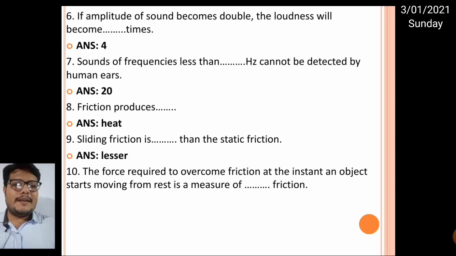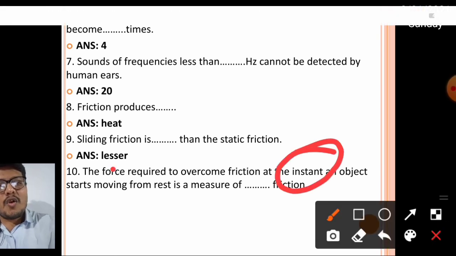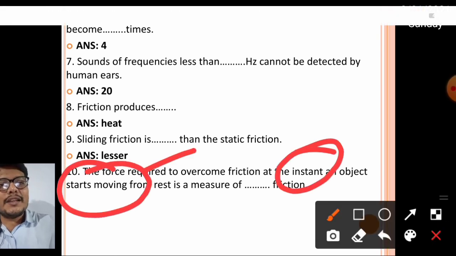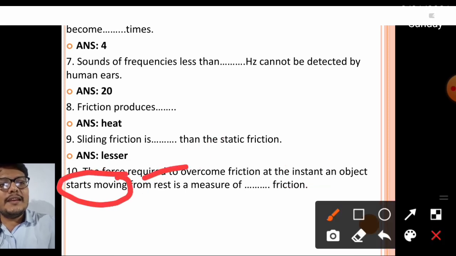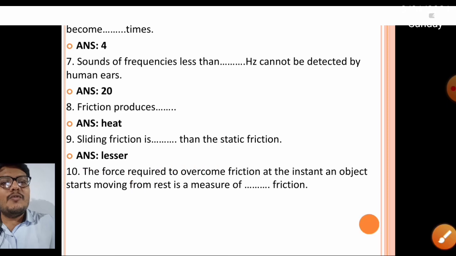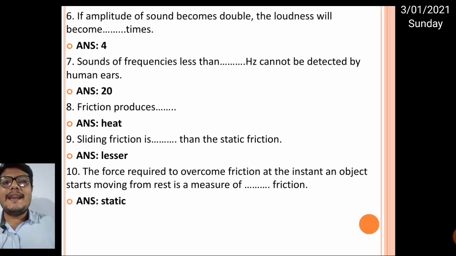Number 10, the force required to overcome friction at the instant an object starts moving. Now these words, instant, object starts moving, indicate something which is already given here. Again, this starts moving from rest is a measure of static friction, right? When an object starts moving, you are applying some force to overcome the friction, that is known as static friction.